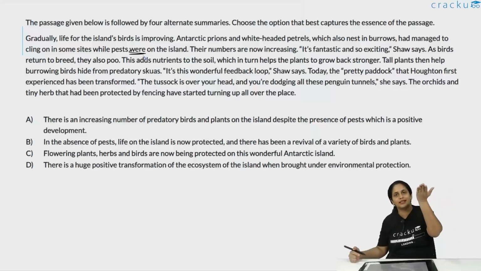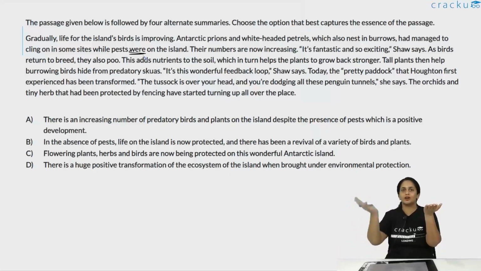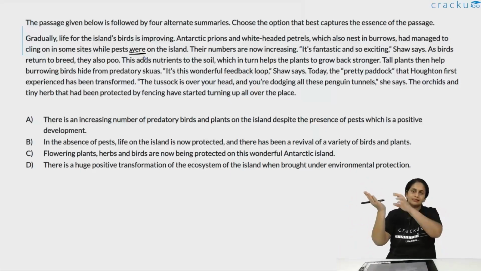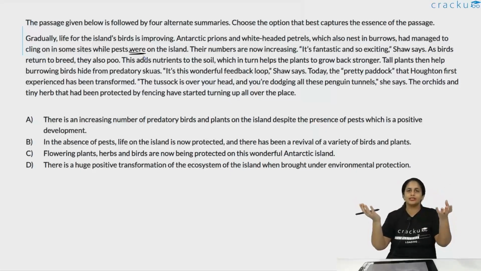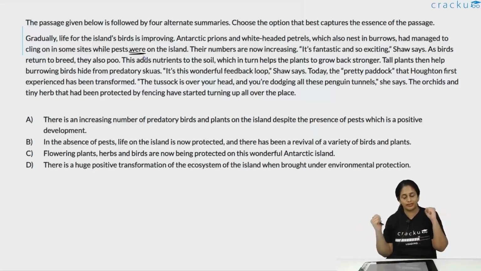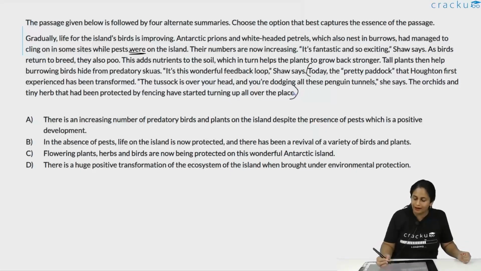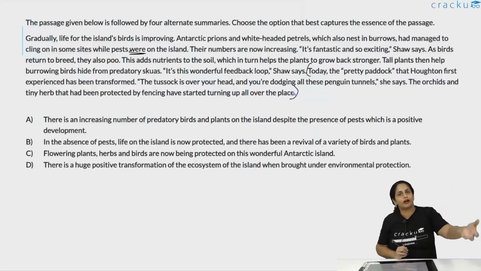As the number of birds increases, they poop, and their poop is actually good for the plants, and the plants are also increasing, and as the plants increase, they provide shelter to the birds. So essentially, birds increase, plants grow stronger, birds increase. So there is a feedback loop in place. So this is the main idea that is being mentioned. This is essentially a description of what has been told earlier.